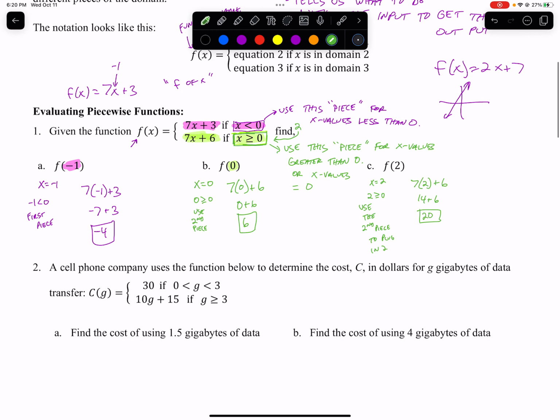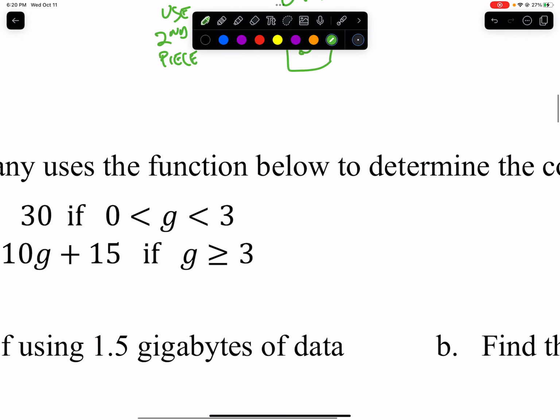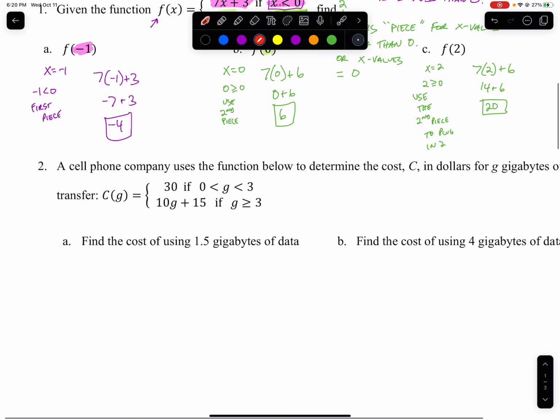All right, so that's how you evaluate a piecewise function. First, you determine which piece you are using based on these domain restrictions. These are the domains. That tells you, based on the x you're plugging in, which domain the x fits in, and that determines which piece of the function you use to evaluate it.